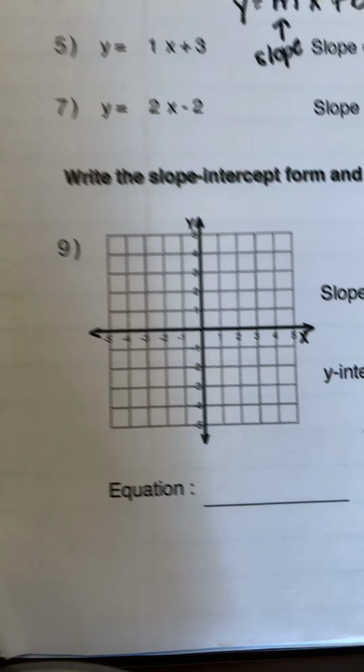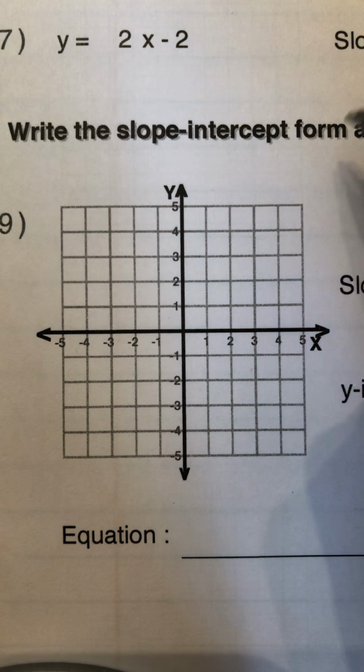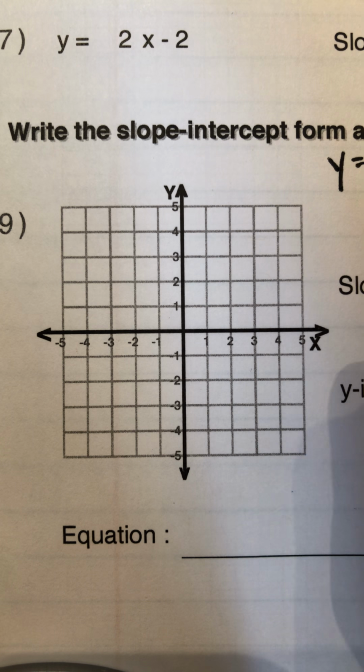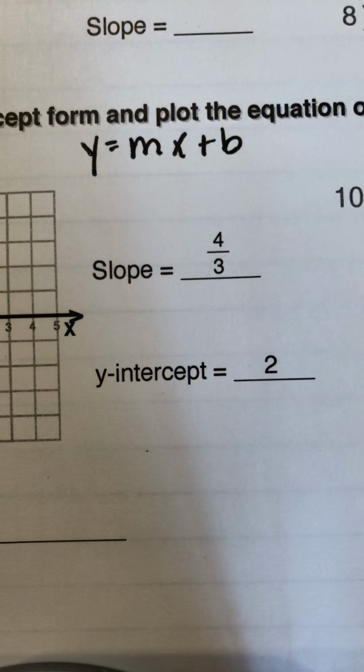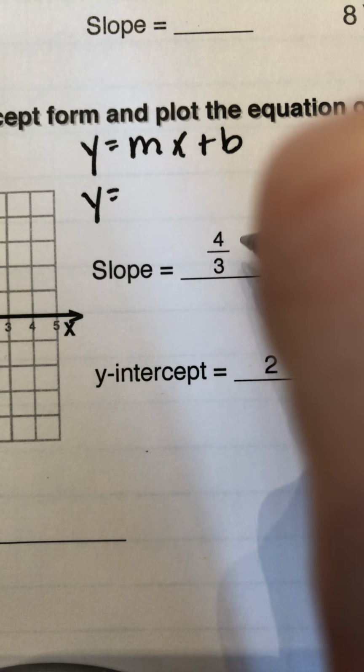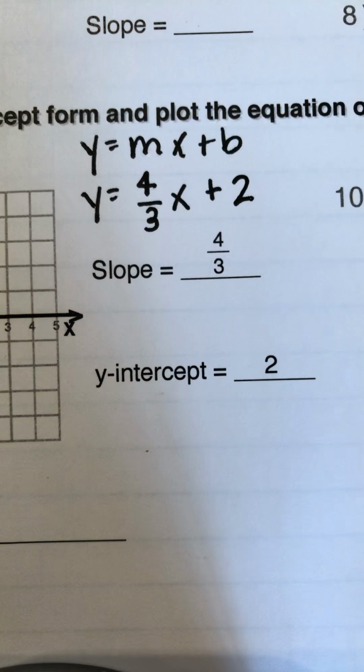And then finally, number 9 asks us to write the slope-intercept form and plot the equation of each line given the slope and the y-intercept. And so the first thing we're going to have to do is think back to that equation, y equals mx plus b. And I'm going to write it up here for me. Y equals mx plus b. And the m is our slope. So I'm going to rewrite y equals, and I'll plug my slope in. My slope says 4 over 3 x plus my y-intercept, which is 2.